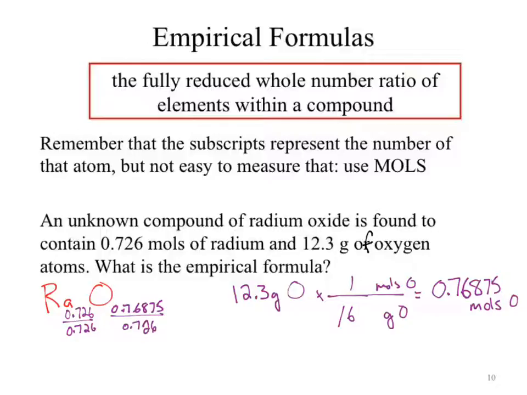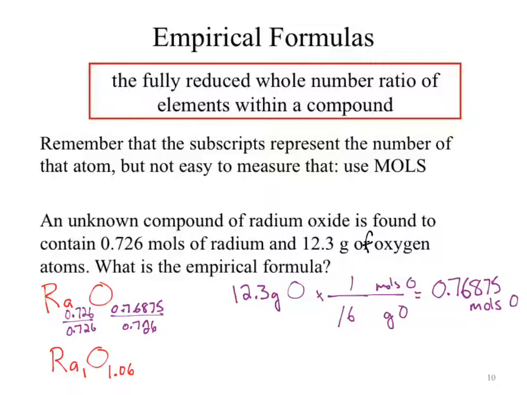What is 0.726 divided by 0.726? What is 0.76875 divided by 0.726? 1.06. Okay.